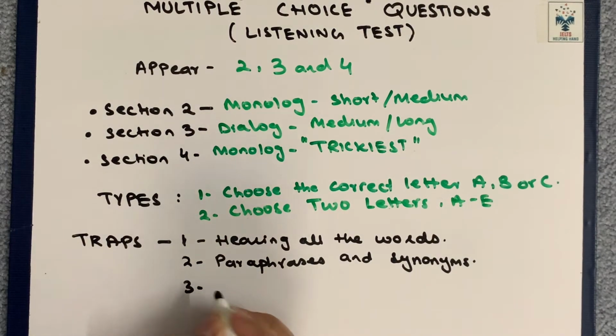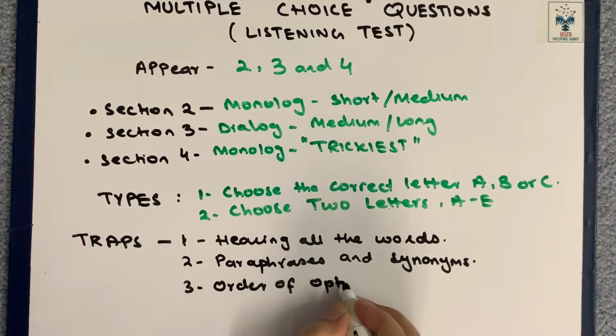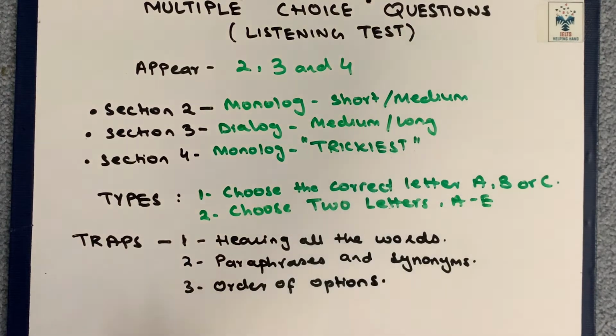Third trap is order of options. The speaker may not necessarily give you the options in the same order as they appear on the paper. The speaker may talk about option B first, then move to option number A and C, or option A first, then B or C, and vice versa.